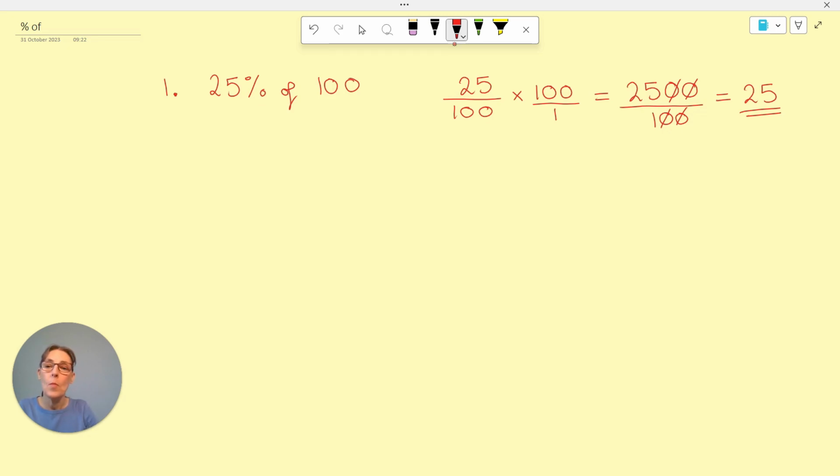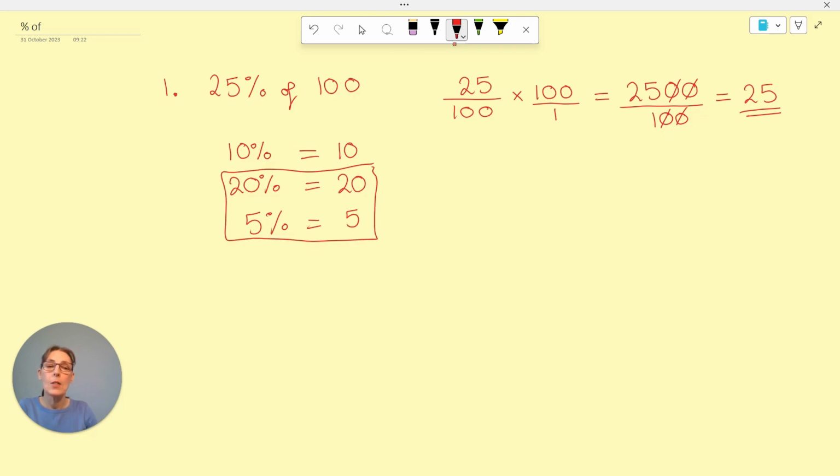If we show it in a different way, we can do 10% of 100, which is 10. So 20% is going to be another 10%, which is 20. And 5% is half of the 10%, which is 5. And we want 25%, so that equals 25.